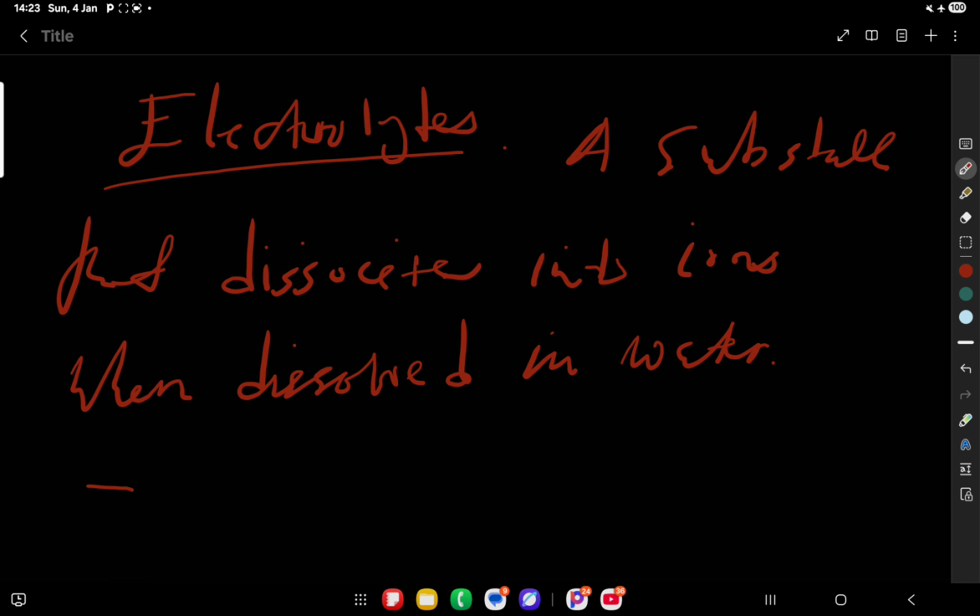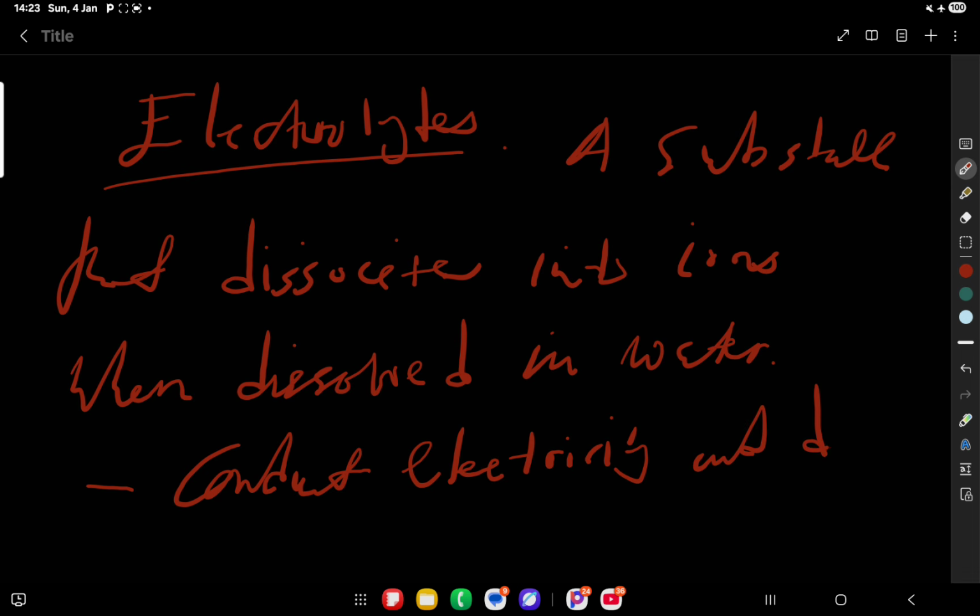Now, according to the name electrolyte, it's going to dissociate into ions when dissolved in water. This means that electrolytes should conduct electricity. They conduct electricity, and they decompose in the process. What we're trying to say is that when a substance can dissociate into ions when dissolved in water, it means there's a potential for that substance to conduct electricity, and that it's decomposed in the process.